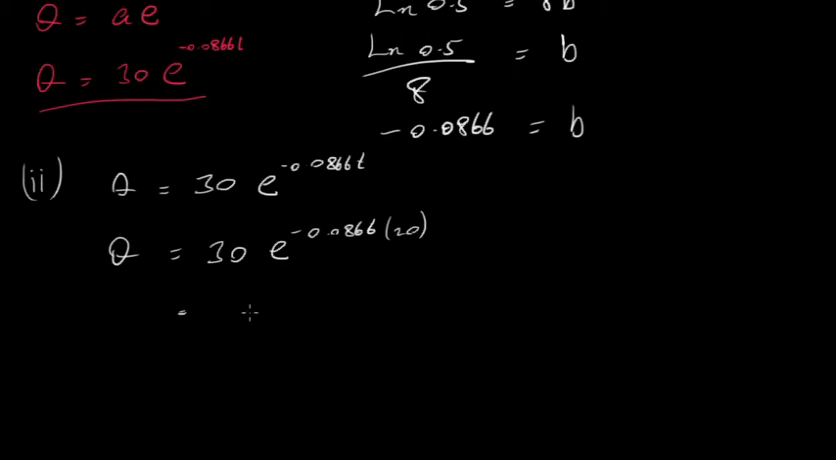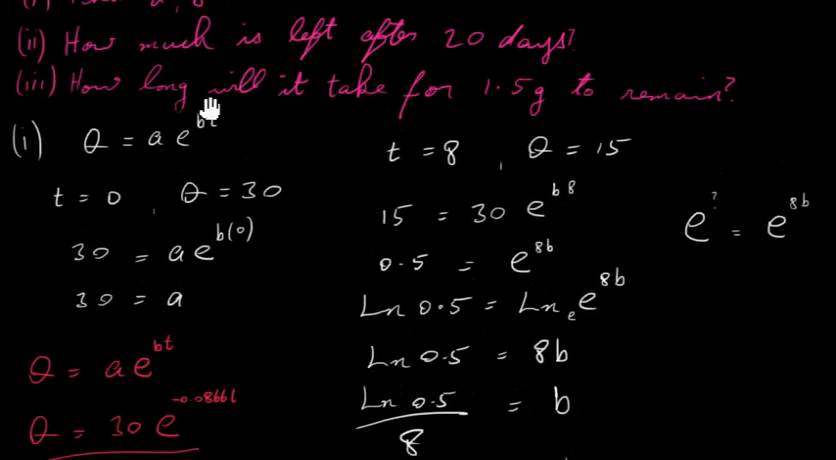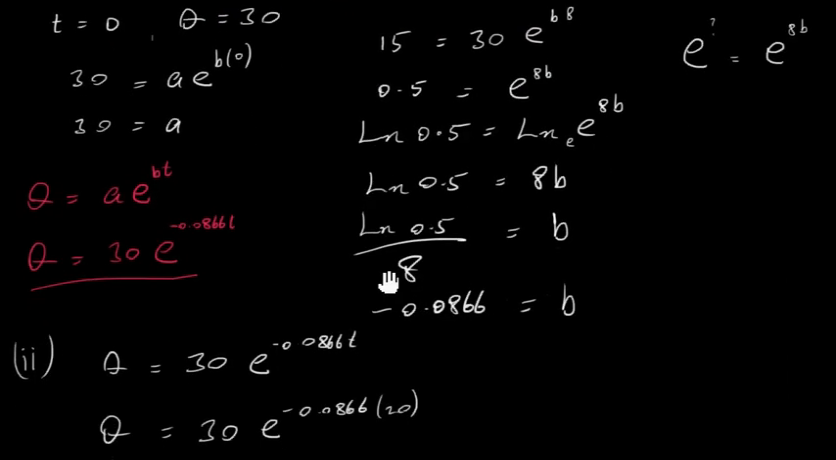So all you got to do is work out everything on the right hand side here, which can be just keyed into your calculator. So we end up with 5.31 grams, rounded to 2 decimal places here. So all of this can be done on your calculator. Fairly straightforward. Okay, so question 3 then was, how long will it take for 1.5 grams to remain?